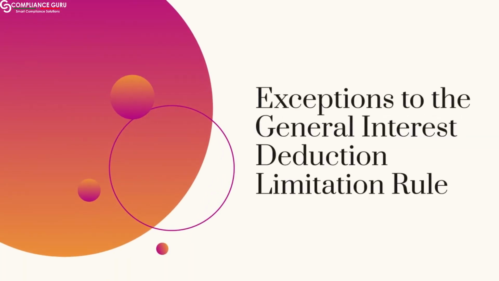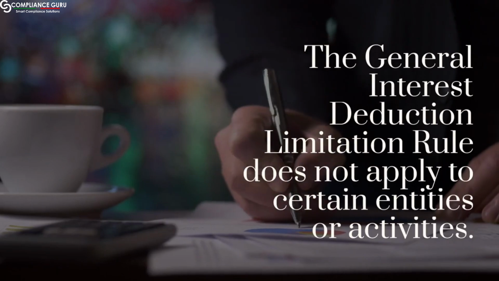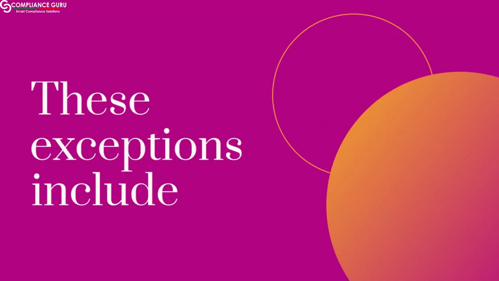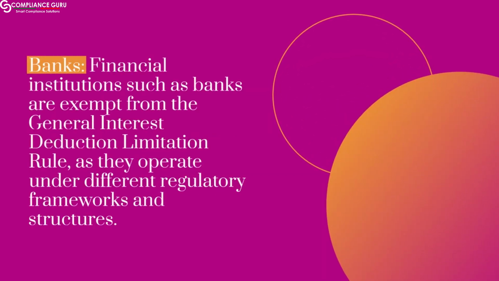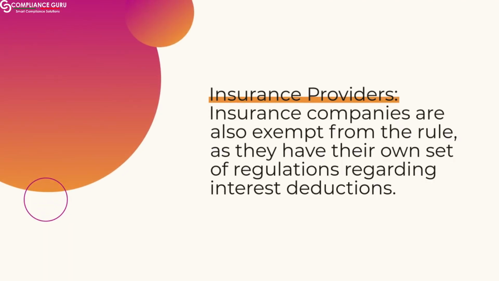Exceptions to the General Interest Deduction Limitation Rule. The General Interest Deduction Limitation Rule does not apply to certain entities or activities. These exceptions include banks. Financial institutions such as banks are exempt from the rule as they operate under different regulatory frameworks and structures. Insurance providers. Insurance companies are also exempt from the rule, as they have their own set of regulations regarding interest deductions.